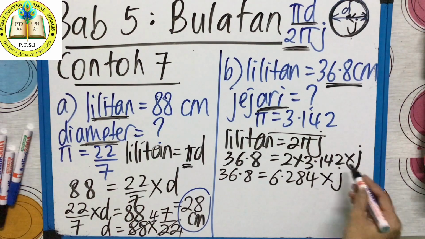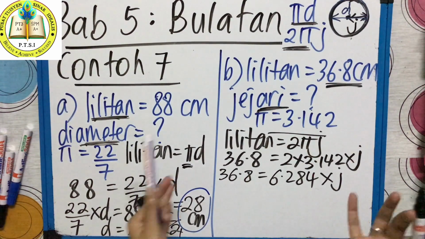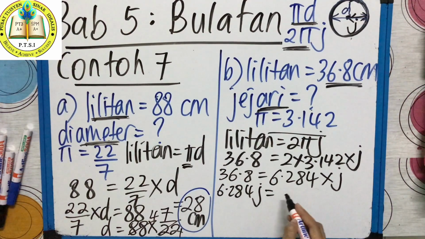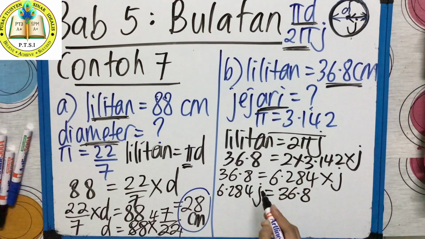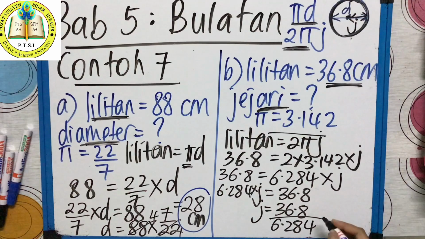6.284 times jejari. So how to find the jejari? This is the unknown, right? So unknown usually must be on your left hand side. So what teacher do? I swap. So 6.284 jejari come here, 36.8 go there. So it's actually times jejari. So you want to find jejari, 36.8 times go there will be divide 6.284. Bahagi. So now 36.8 divide 6.284, final answer you will get 5.86 cm.